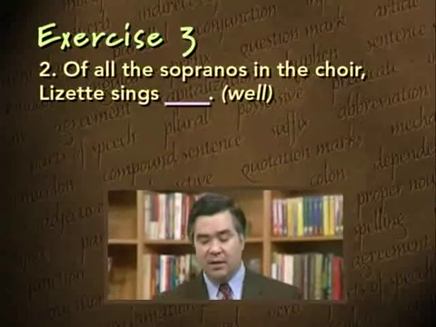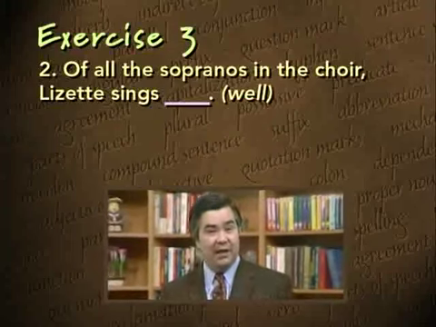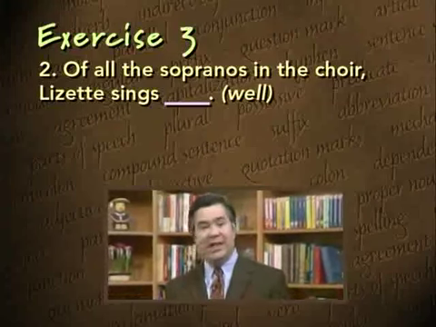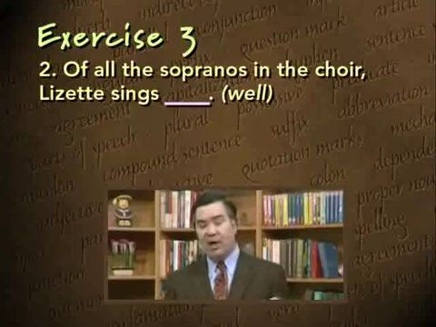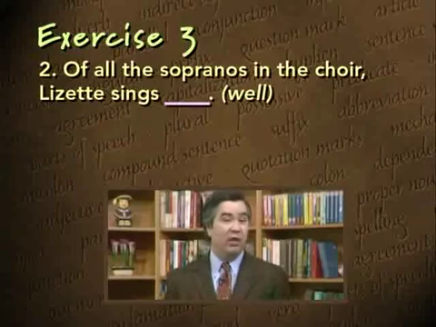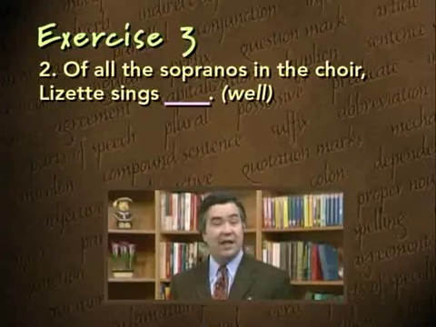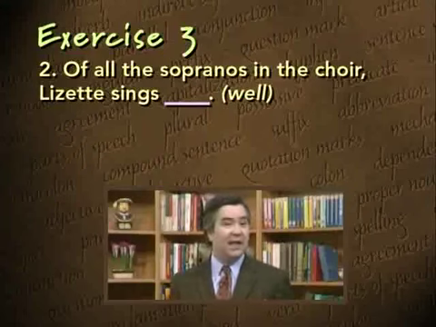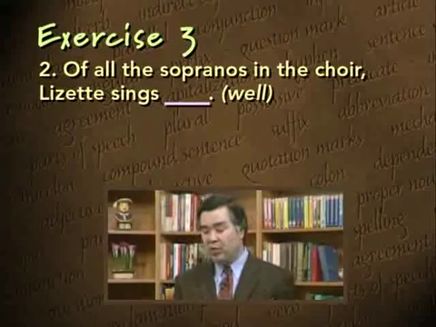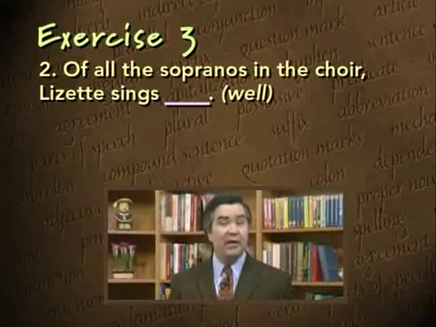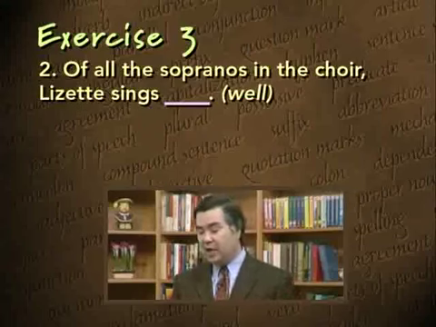Next example. Of all the sopranos in the choir, Lisette sings blank. And the positive degree of the word is well. Now, in this case, do we want a comparative or superlative form of the adverb well? Once again, it's based on how many things or people are being compared. And in this case, it seems clear that more than two people are being compared. The sentence reads, of all the sopranos in the choir. And in a normal choir, you would certainly have more than two sopranos.